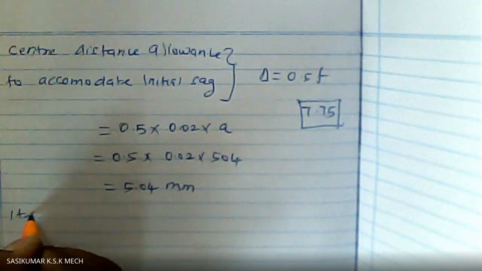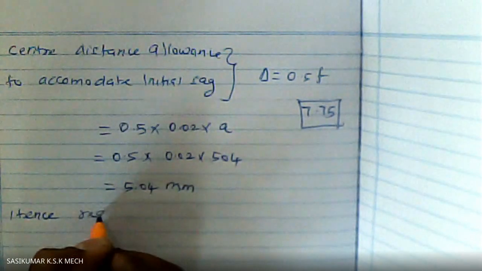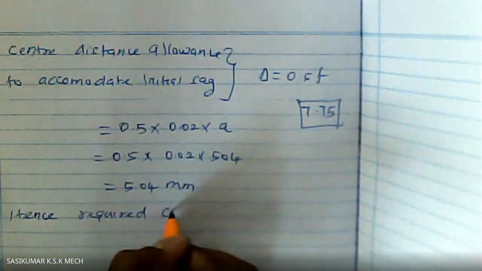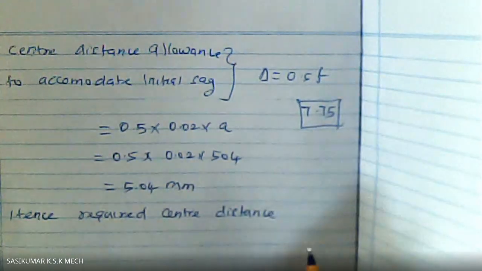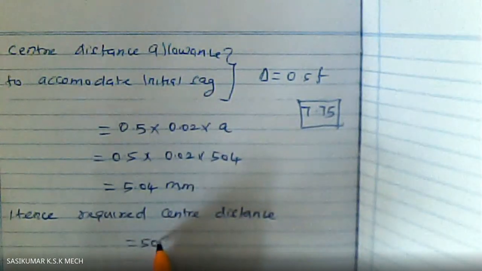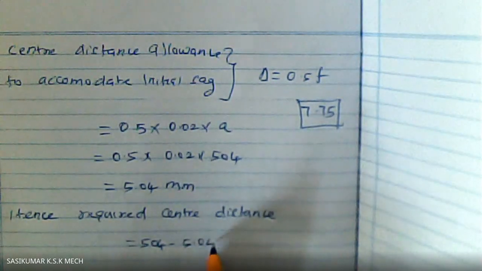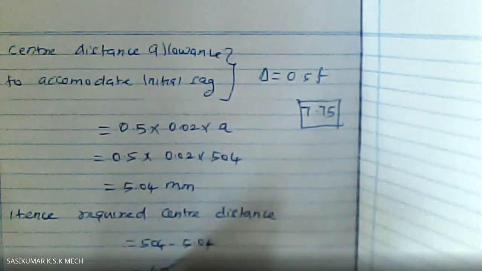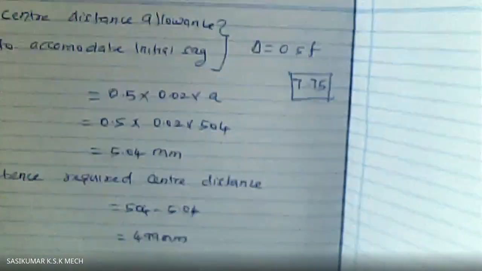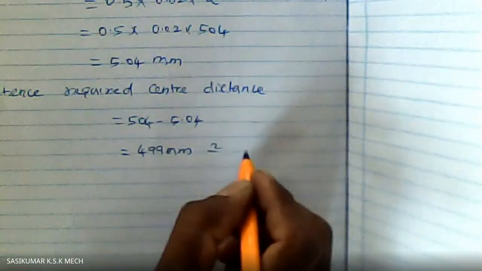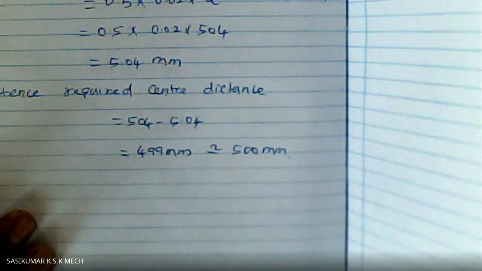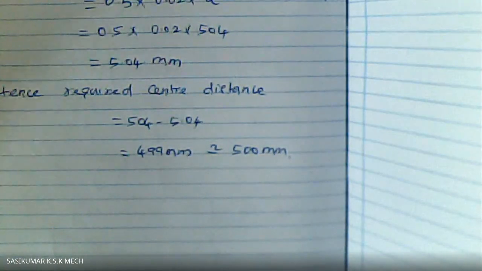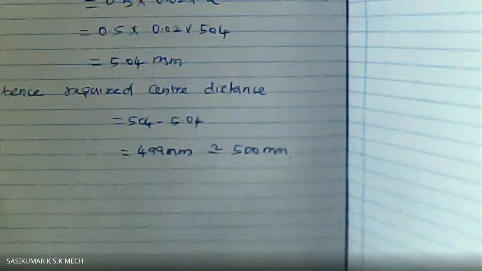So the required center distance is 504 minus 5.04, which is 499 mm, and approximately 500 mm. This is what is required in the given problem. Okay, so we have one more step. We'll complete it fast and finish.